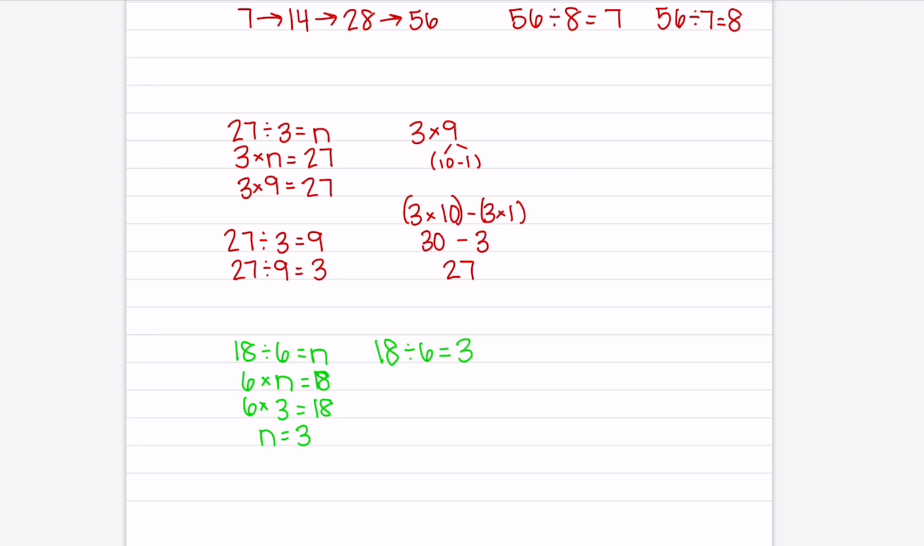And I'm going to use my strategy to just check my work. 6 times 3. I know that I can rewrite 6 as 2 times 3, and then have times 3. Okay, so if I have 2 times 3 times 3, I know that 3 times 3 is 9, and 9 times 2 is 18, so I know that I'm correct.